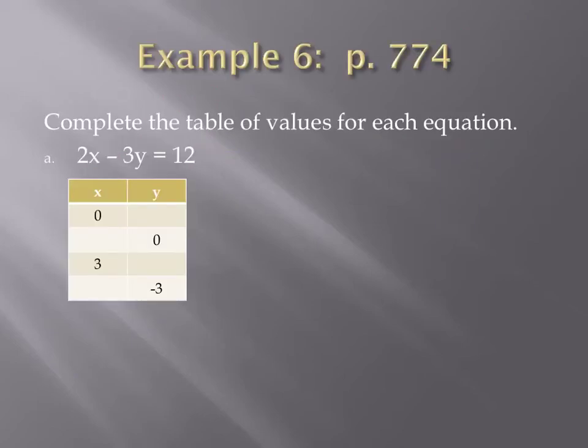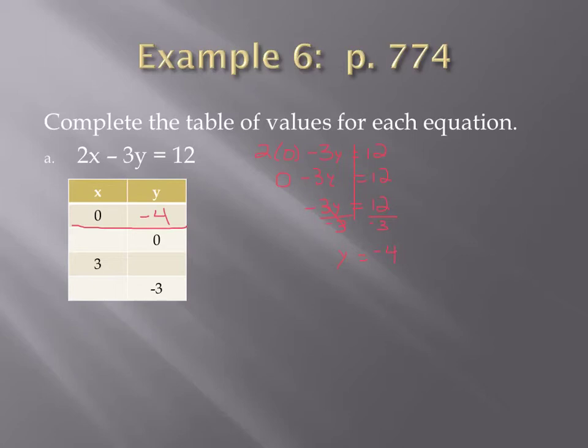In example 6, we're given an equation and a table of values, and we need to complete the table of values. So for A, my equation is 2x minus 3y equals 12. We're given the x value 0, and need to find the corresponding y value. So it's going to be 2 times 0 minus 3y equals 12, and we're trying to find y. So that's 0 minus 3y equals 12. Negative 3y equals 12. Divide by negative 3. So y equals negative 4.